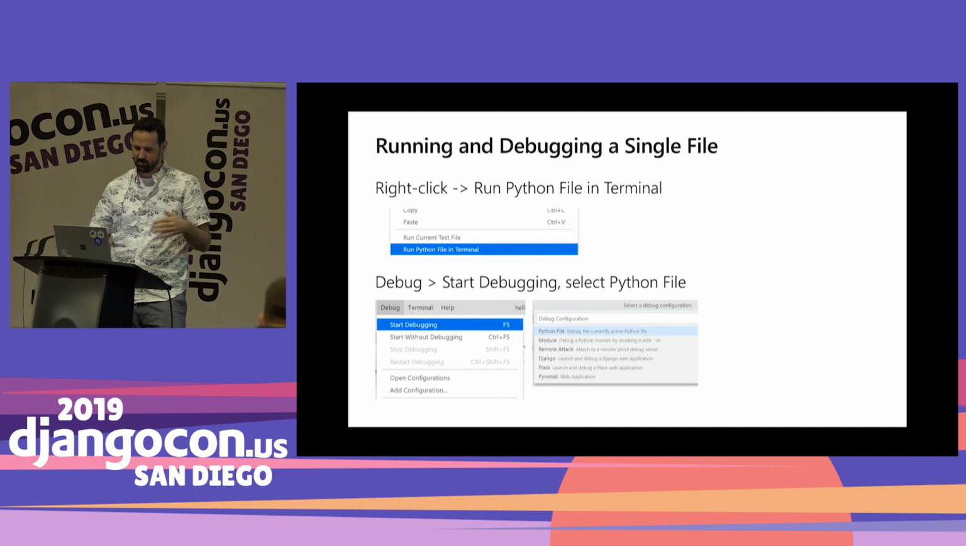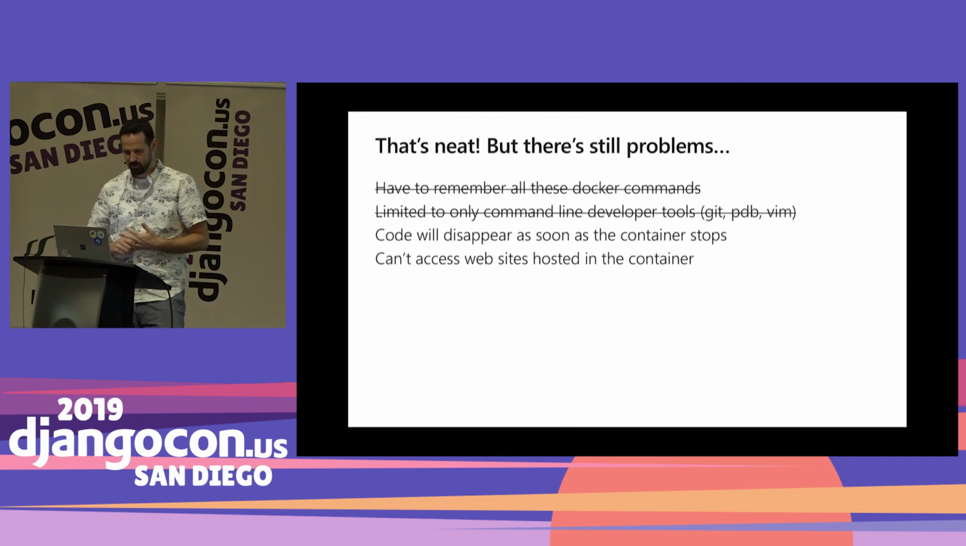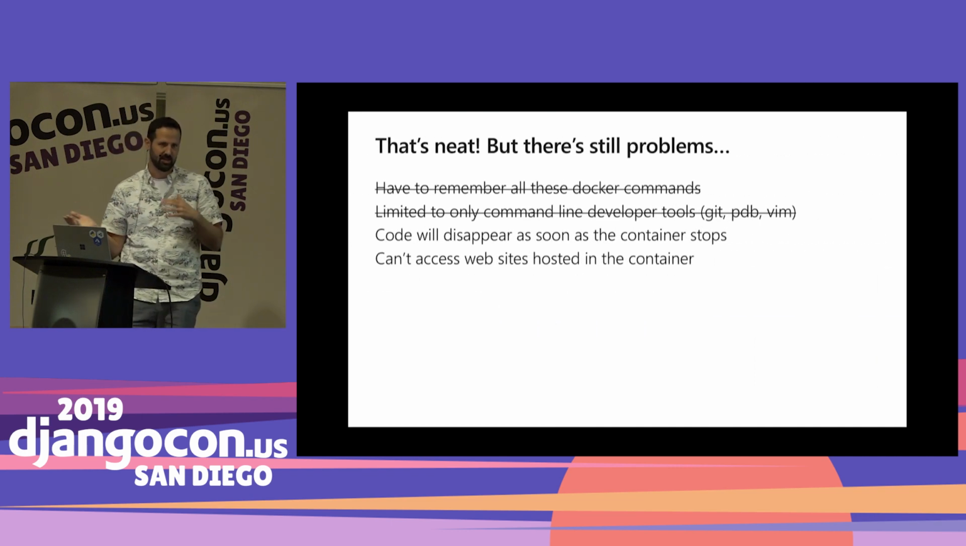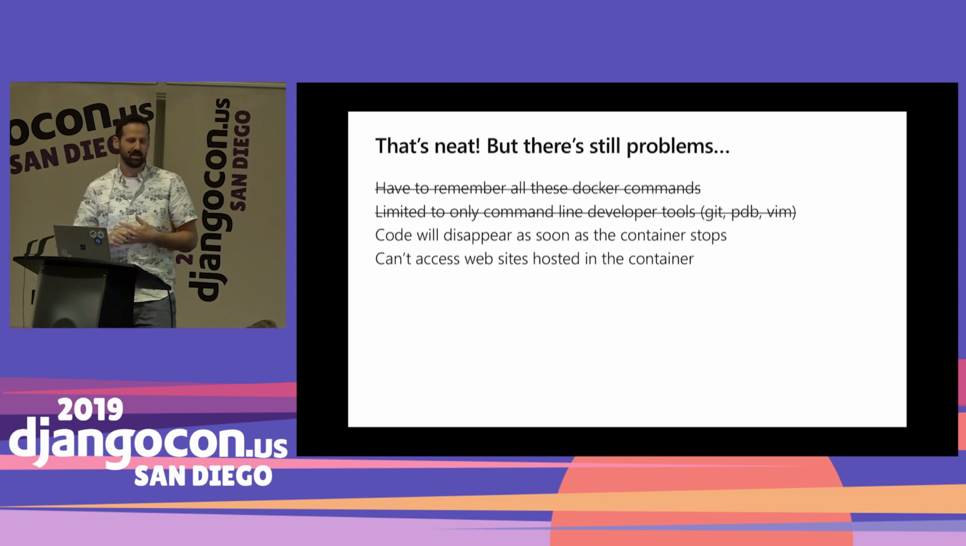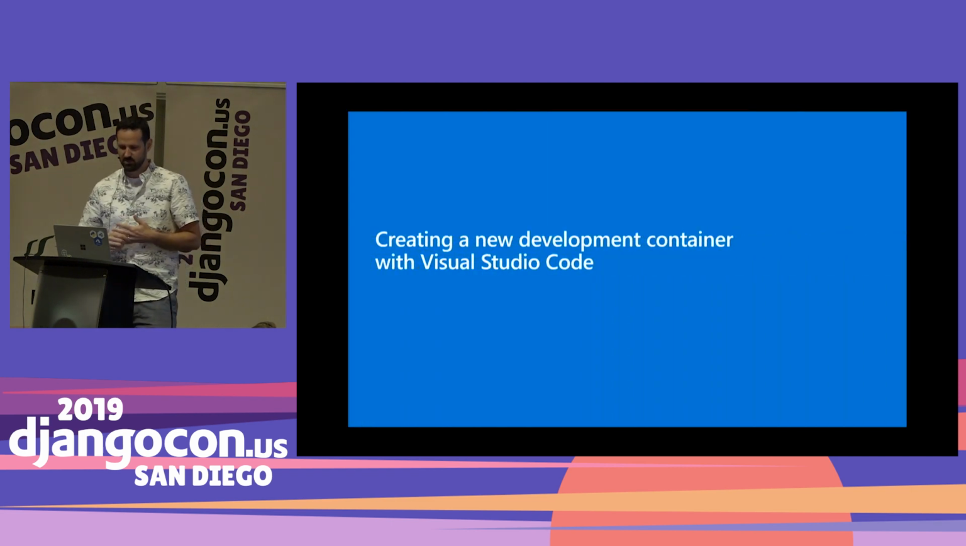So we can run the Python file or debug the code. Okay, so there's still a few problems with this. I attached to an existing container, but again, I haven't solved the problem where my code will disappear, or that I haven't set up port forwarding so I can access websites. So the next step we're going to take is we're actually going to use Visual Studio Code to create a new development container and configure it with more features that we need to be productive.